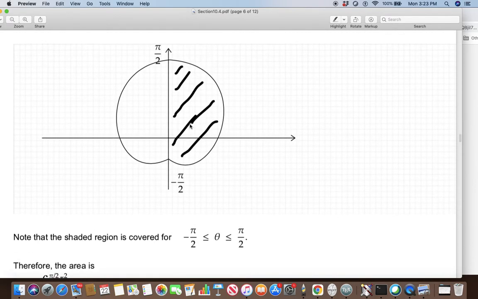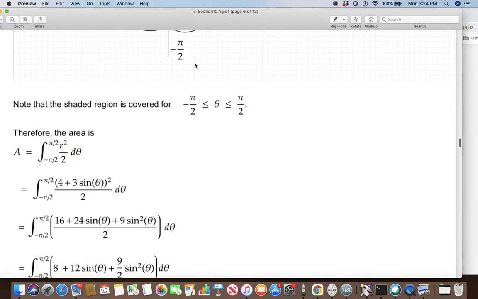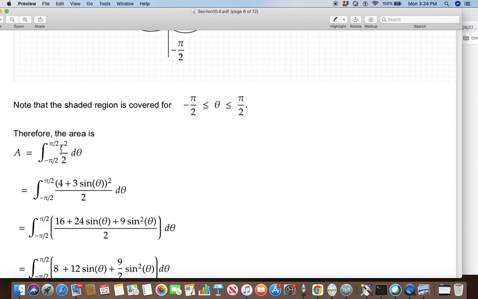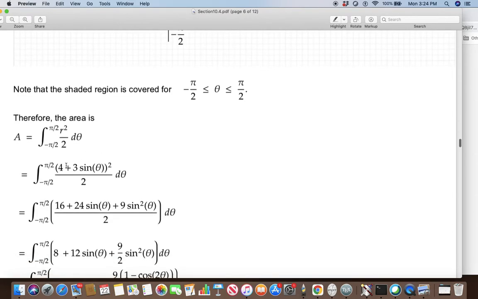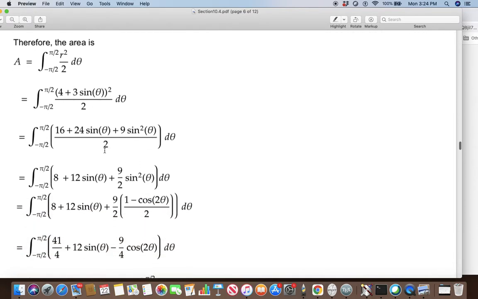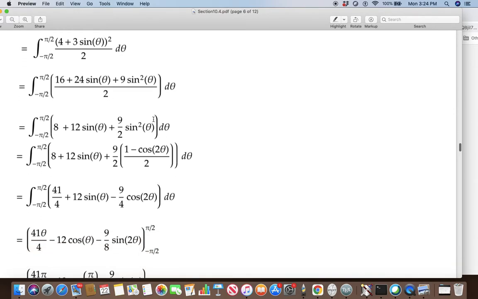Now, theta is between negative pi over 2 and pi over 2. You could have said 3 pi over 2, but that's not the way to go because you start from a lower end. So that's why you go from negative pi over 2 to pi over 2, r squared over 2 d theta, r being 4 plus 3 sine theta. You are squaring it. Use the complete square formula to obtain this numerator. You are dividing by 2, so division distributes. Lastly, sine squared is 1 minus cosine of twice the angle over 2.